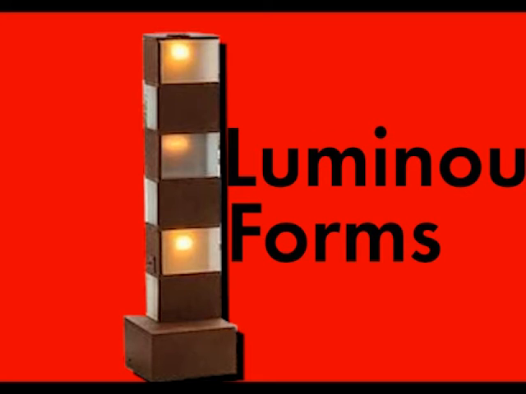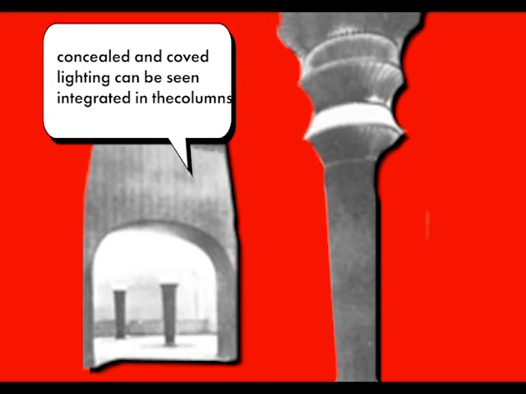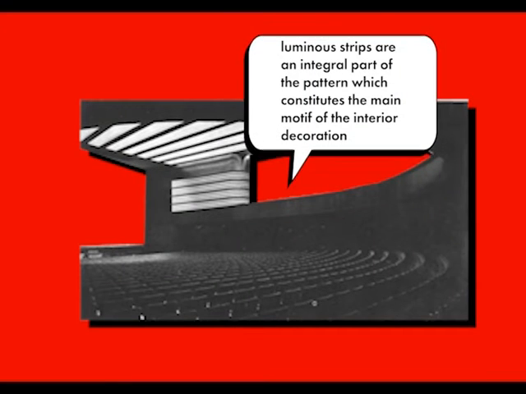The ones that more accurately prefigured later developments came from the practices of the Berlin, California school architects. They were less pushed by the technical machine aesthetic and thus were more invested in the interests of luminous forms containing concealed light sources. In Mendelssohn's Herford store of 1924, light comes from the top of the columns above merchandise racks and from a broad band of backlit glass in the ceiling. In the work of Hans Poelzig, concealed and coved lighting can be seen integrated in the columns. In the interior of the Universum Cinema in Berlin, the luminous stripes are an integral part of the pattern which constitutes the main motif in the interior decoration.